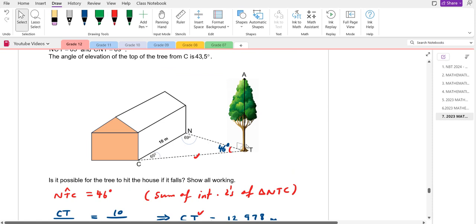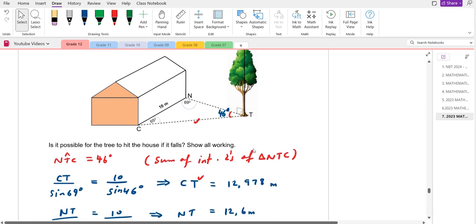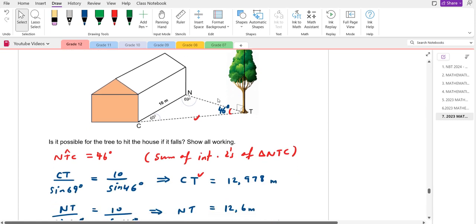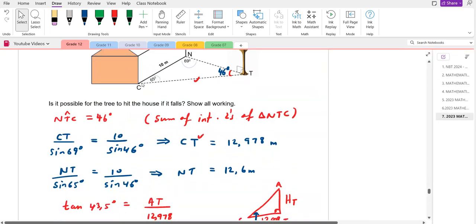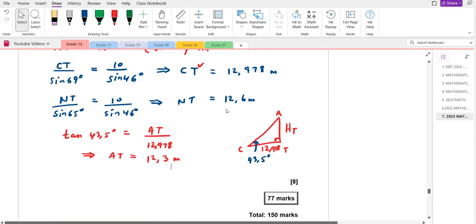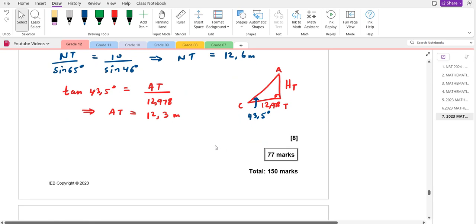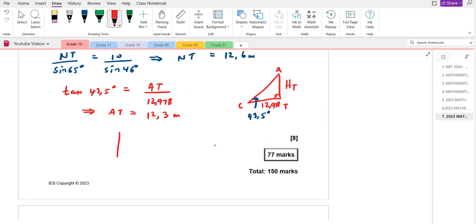Alright, so far we got NT, we got CT, right? So if the tree falls in that direction, it's still going to be less, so it won't hit. If the tree falls in this direction, it won't hit. What if the tree falls straight from here to there? So let's try to calculate this other distance, the perpendicular NCT. What if the tree falls straight off the house? So let's try to calculate another distance. That's where the tree is, okay?